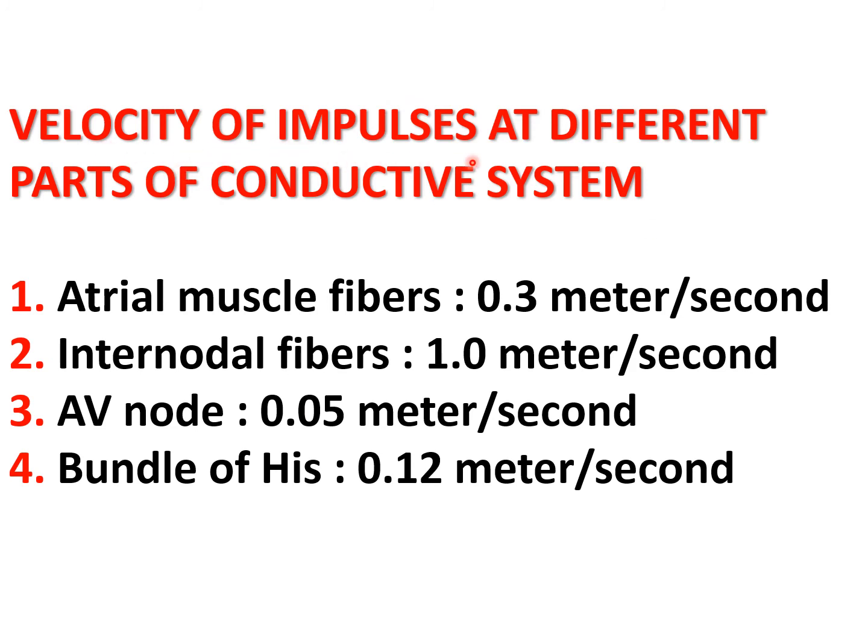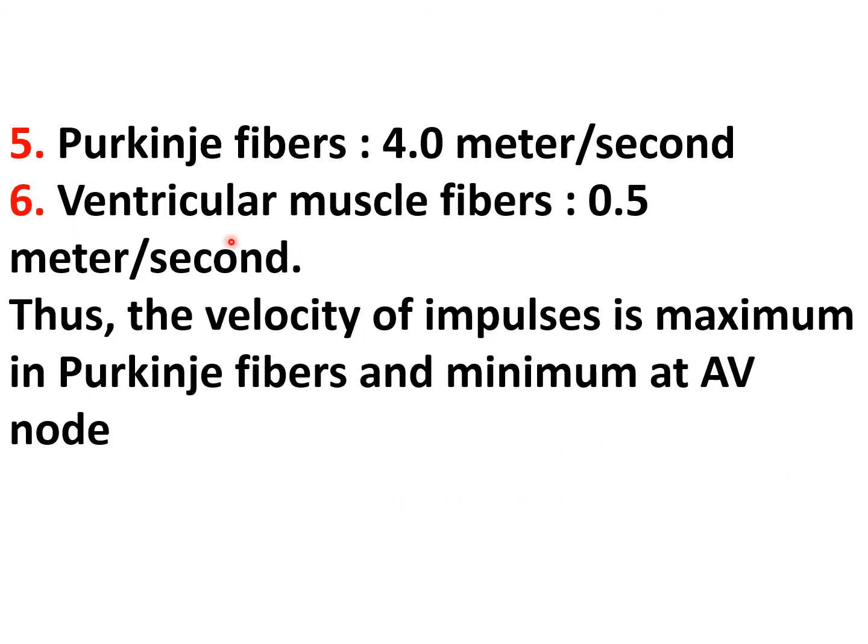Then the velocity of the impulses at different parts of the conductive system. Atrial muscle fibers 0.3 meter per second, internodal fibers 1 meter per second, AV node 0.05 meter per second, and bundle of His 0.12 meter per second. In Purkinje fibers 4 meter per second, and ventricular muscle fibers 0.5 meter per second. So the velocity of the impulse is maximum in Purkinje fibers and minimum at the AV node.